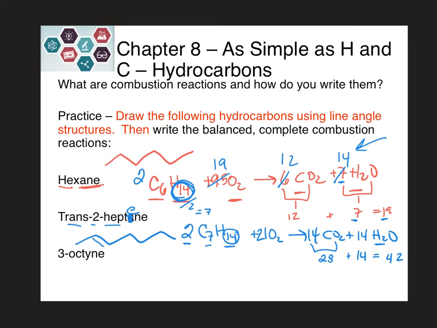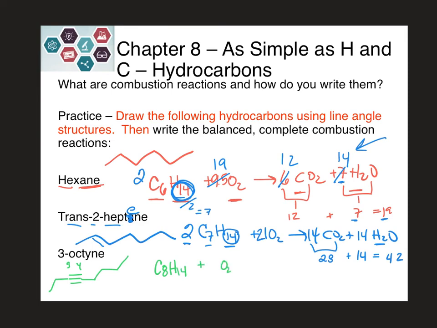All right, 3-octyne. Again, I like to start with the triple bond. So I know there's number 3 and 4. So there's 2 and 1, 5, 6, 7, 8. So there's a version of 3-octyne. Oct means we have 8 carbons. It's the triple bond, so it's 2n minus 2. So that means we're going to have 14 hydrogens.